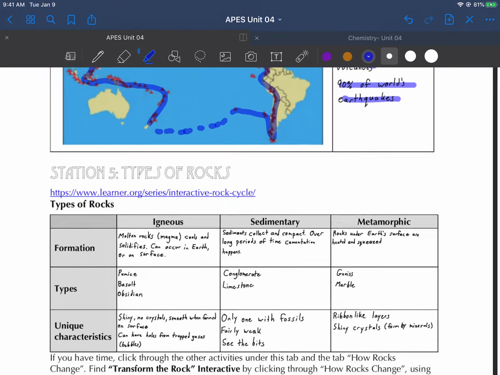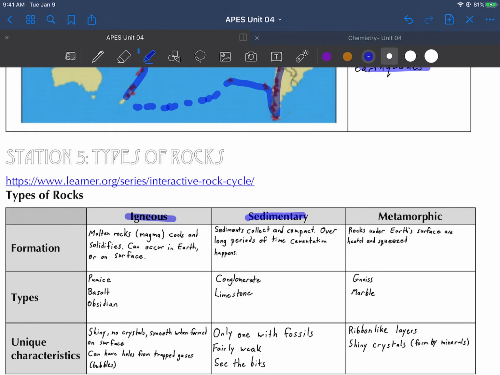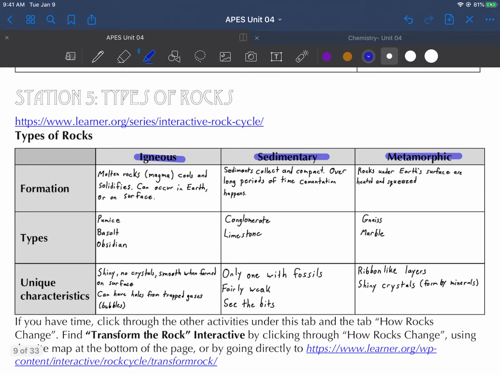Okay, types of rocks. We have igneous, sedimentary, metamorphic. Each one has ways that it forms, some examples, and unique characteristics of them. Take a moment, make sure you read those. You do not have to be super familiar with them, but make sure you have a passing understanding of them. One important thing to point out is that sedimentary rocks are the only ones with fossils. The fossil samples get destroyed in the formation of metamorphic and igneous rocks.